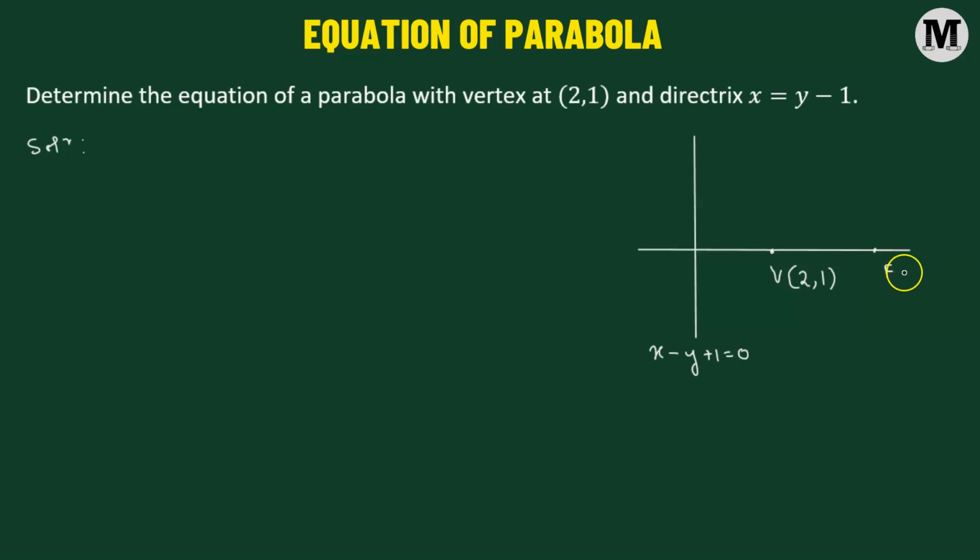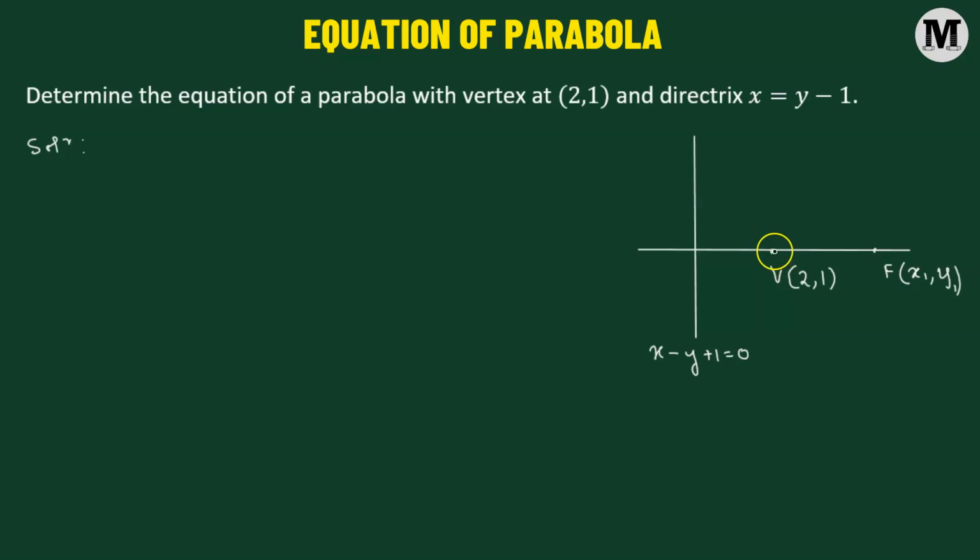Now, our goal will be to determine the focus of the parabola first if we are to find the equation of the parabola, because to find the equation of the parabola, we need the coordinates of the focus and the equation of the directrix. However, in our case, we are not provided with the coordinates of the focus. We are only provided with the coordinates of the vertex. But the problem is symmetric in nature.